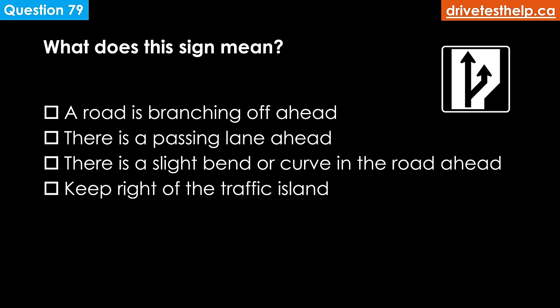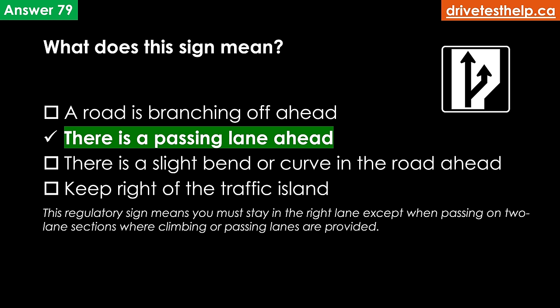What does this sign mean? A road is branching off ahead. There is a passing lane ahead. There is a slight bend or curve in the road ahead. Keep right of the traffic island. Correct answer, there is a passing lane ahead. This regulatory sign means you must stay in the right lane except when passing on the two lane sections where climbing or passing lanes are provided.